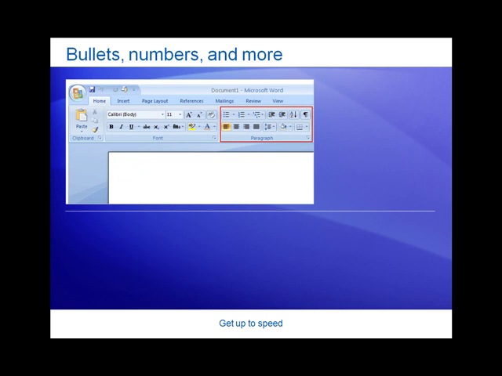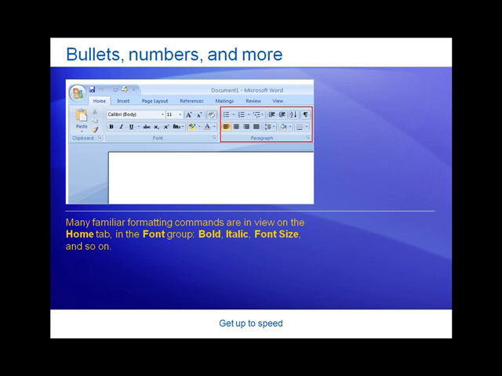Let's talk a little bit about formatting. Many familiar formatting commands are in the Home tab in the Font group. So if I want to format my text, I can click on Home. I can go to the Font area, and I can choose any fonts or features like bolding and italicizing. Also, don't overlook the Paragraph group. Here you will find the buttons or commands for numbered list and bulleted list, as well as right align, center, and fill options.